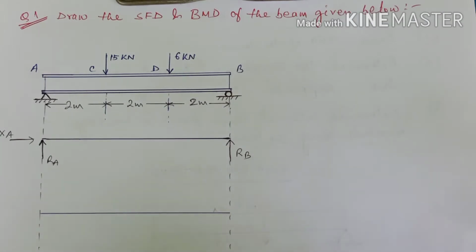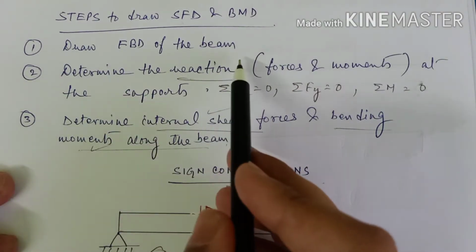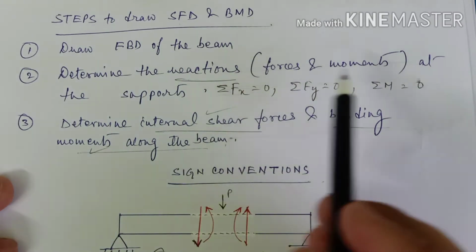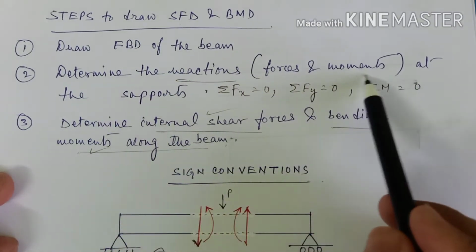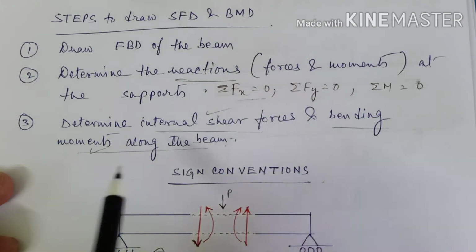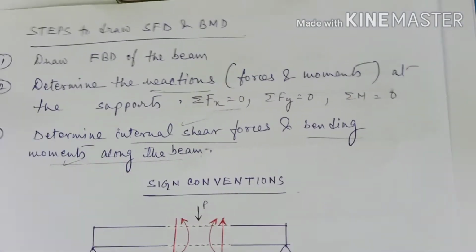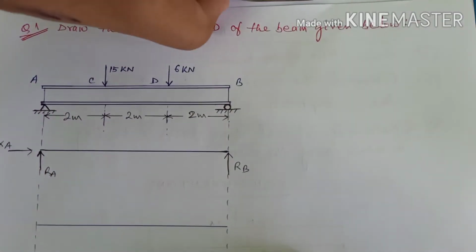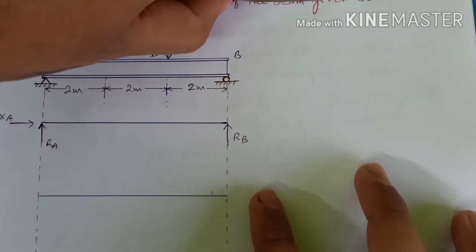I have already discussed the steps to find the SFD and BMD. The first step is to draw the FBD, that is the free body diagram of the beam. Then we have to determine the reactions, that is forces and moments, by using the equilibrium equations. The third one is to determine the internal shear force and bending moment. So let us proceed by following these steps. These are the free body diagrams which I am drawing.